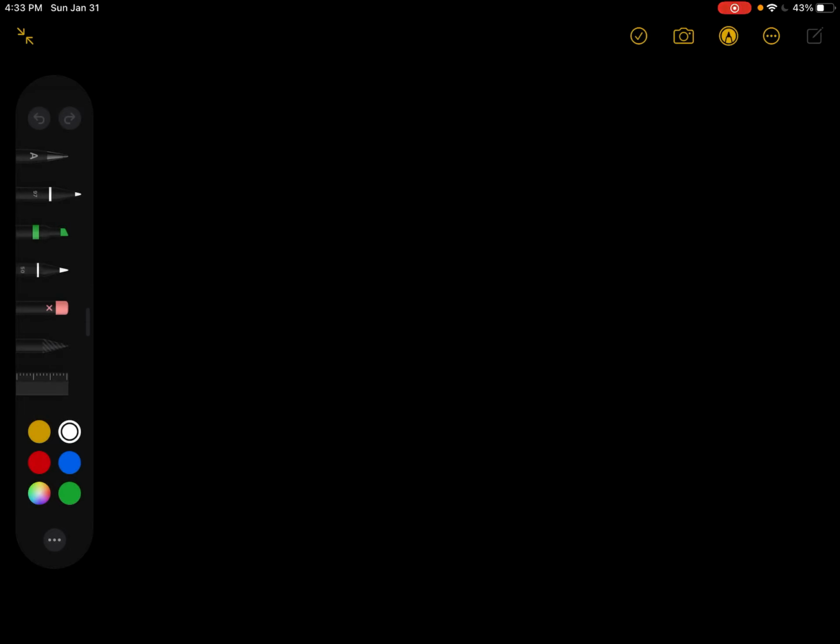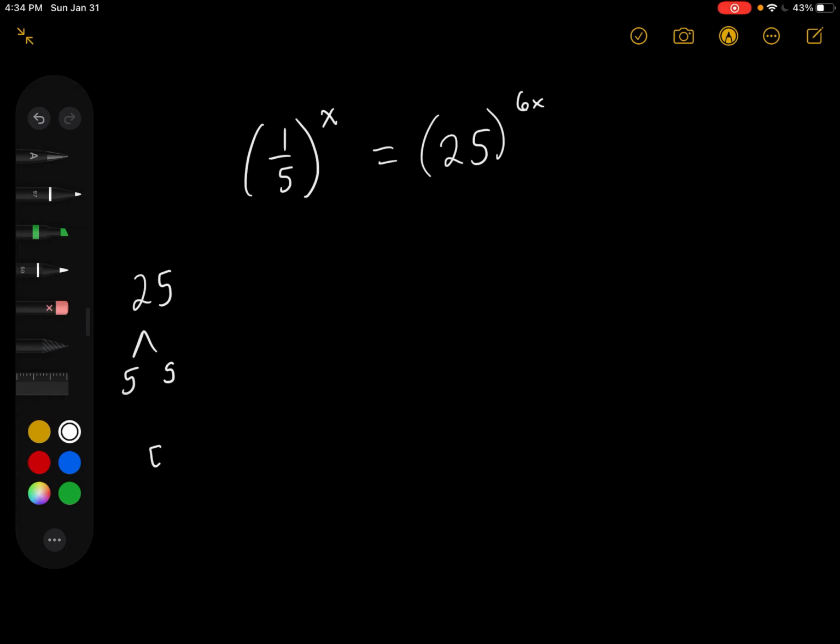All right, so our last challenge example here is what do we do if we're working with negative exponents? So let's say we start off with 1 over 5 to the x power equals 25 to the 6x power. So again, we don't have like bases, so let's break down our 25. That's going to get us 5 times 5, or 5 squared.